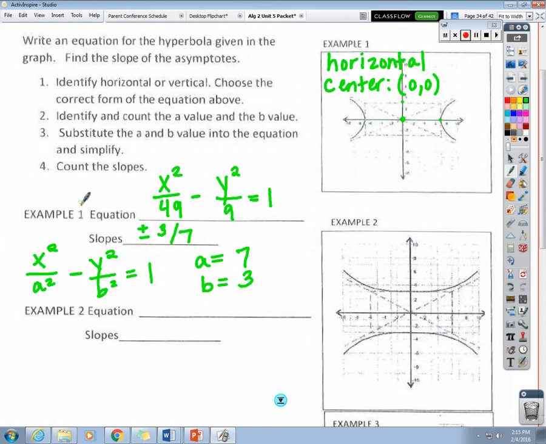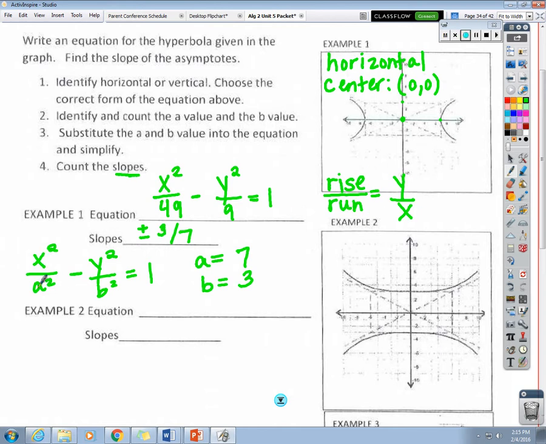Okay, slopes. What do you know about slope? Rise over run. That's what I'm looking for. When you're talking about rise, what axis are you talking about? The y-axis, because we rise up and down. When you're talking about run, we're talking about the x-axis. Look over here. For this horizontal hyperbola, isn't the b value with the y value? Well, if the y value should go on top, that's why the b value needed to go on top.